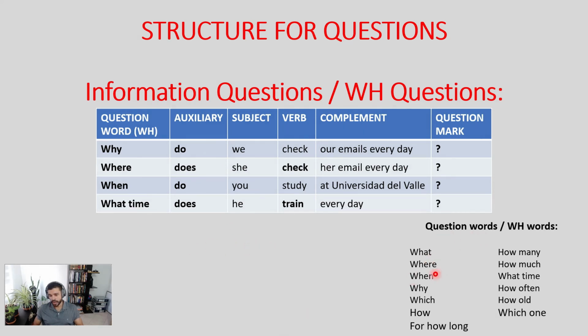Alright, so here are a few other words that you can use as question words. You can put any of these phrases or words here in this column to start a question. You can start a question with how many, how much, what time, how often, how old, which one, for how long, how, which, why, when, where, and what.